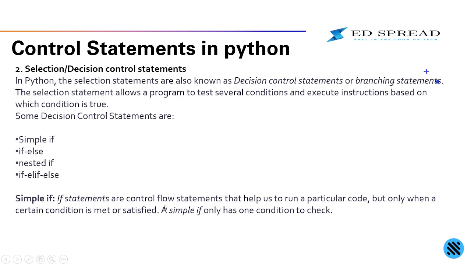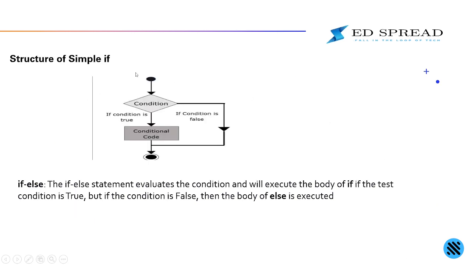If statements are control flow that help us to run a particular code, but only when a certain condition is satisfied. If the given condition is satisfied, then the statements under the if block will be executed, or else the statements will not be executed, nothing will be printed. Simple if has only one condition to check. This is the structure of simple if. First we will be having a condition, and if the condition is true, what will it do?